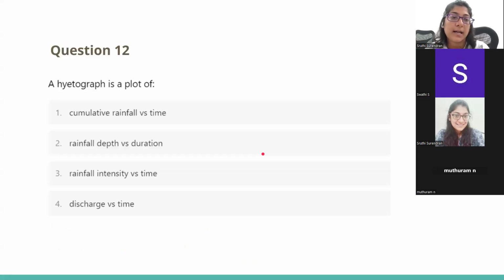Next question, what is a hydrograph? What does it give us? Is it cumulative rainfall versus time, rainfall depth versus time or duration, rainfall intensity versus time, or is it discharge versus time?